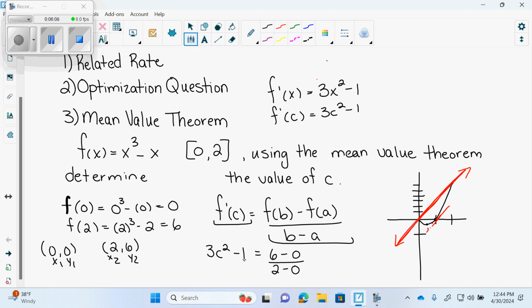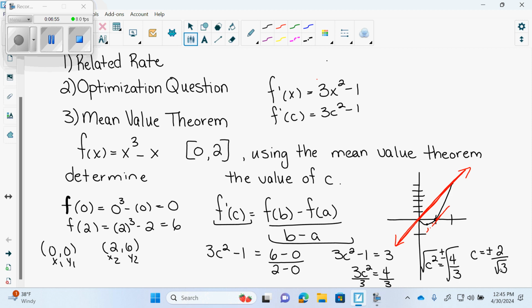So I'm going to get 3c squared minus 1 equals 3. 3c squared equals 4. Divide by 3. c squared equals 4 over 3. Square root, I need to make sure I do plus or minus. So c equals plus or minus 2 over root 3. What is 2 divided by root 3 in a decimal? 1.547.